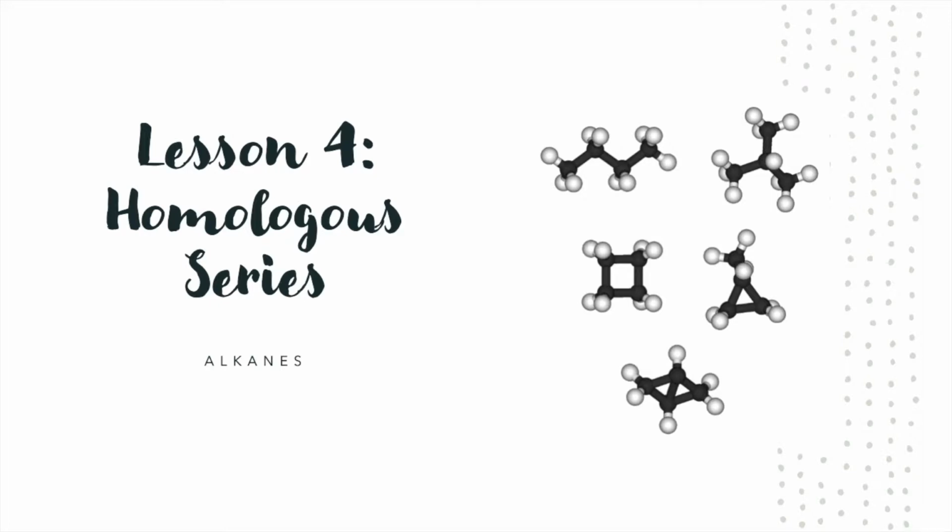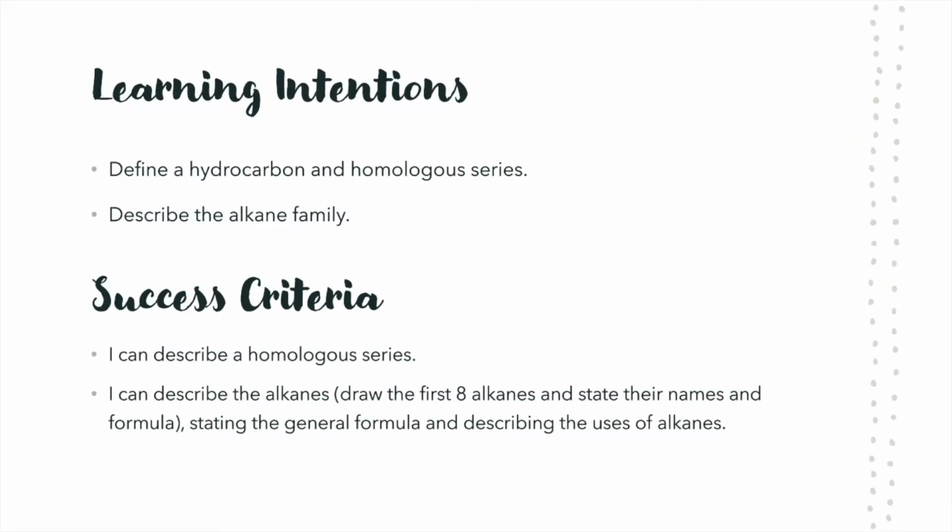Today we are starting to look at the homologous series and we are going to be kicking things off by looking in particular at the alkanes. So our learning intentions for today are firstly to define a hydrocarbon and homologous series and to describe the alkane family. So at the end of the lesson you should be able to describe a homologous series and describe the alkanes in particular. So draw the first 8 alkanes, tell me their names and their formula. They also have something called a general formula which you need to remember, and I'm also going to cover some of the uses of alkanes.